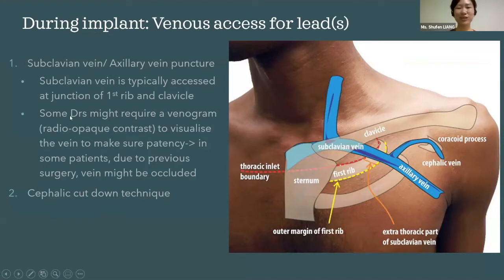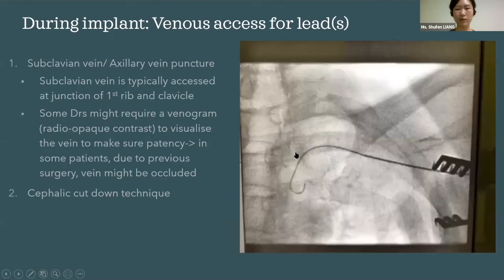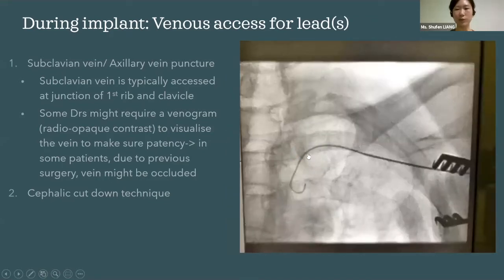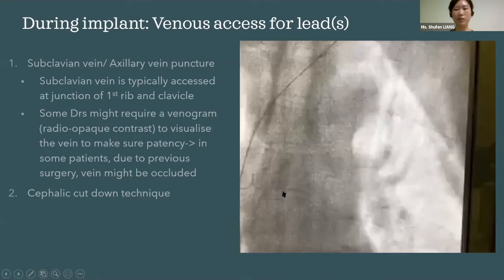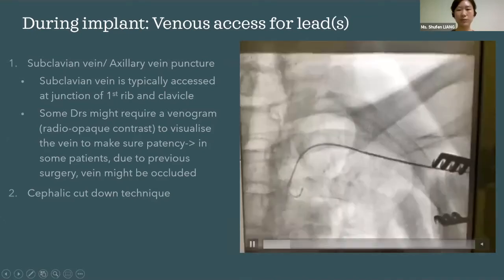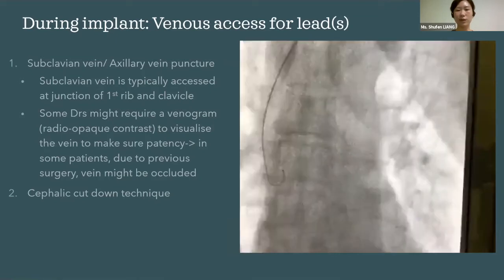Yeah. So this is how they might access. On X-ray, look at the clavicle and the first rib, and then they will puncture around here. So some doctors might also do venogram to visualize the passage of the vein to help in their puncture. Okay, so this is a successful puncture with the guide wire going down the subclavian vein into the SVC and then into the heart.